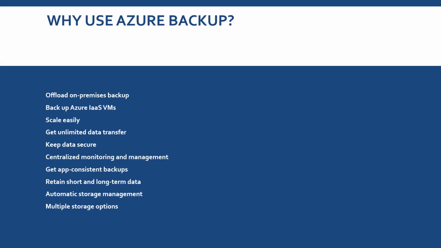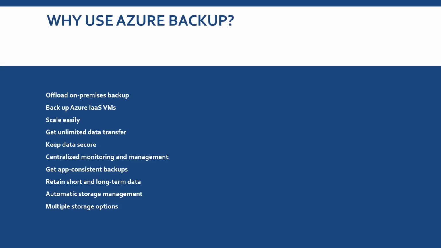Multiple storage options. Azure Backup offers two types of replication to keep your storage data highly available. One is locally redundant storage, and the other one is geo-redundant storage. Locally redundant storage replicates your data 3 times in a storage scale unit in a data center. All copies of data exist within the same region. Locally redundant storage is the low-cost option for protecting your data from local hardware failures.